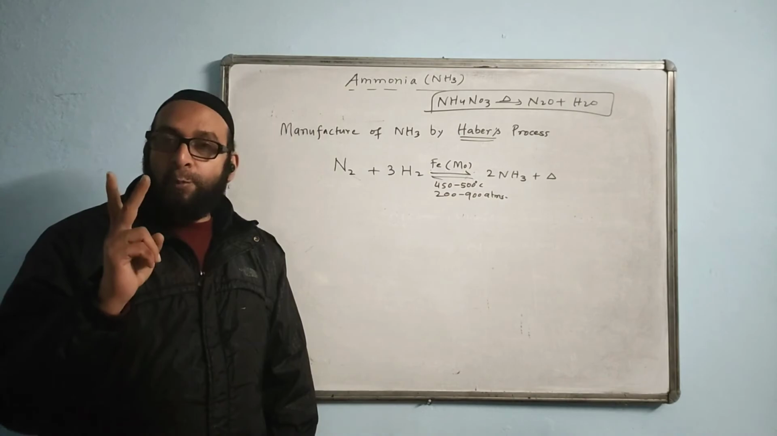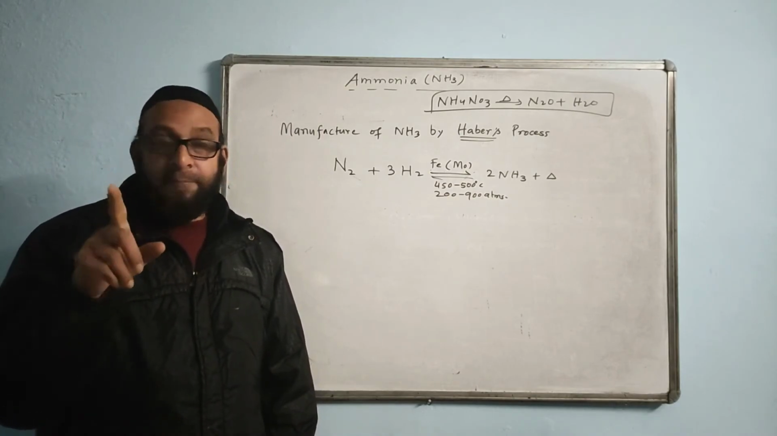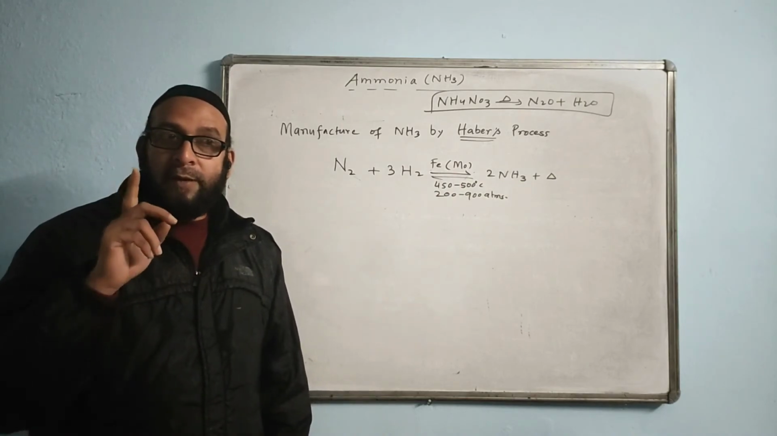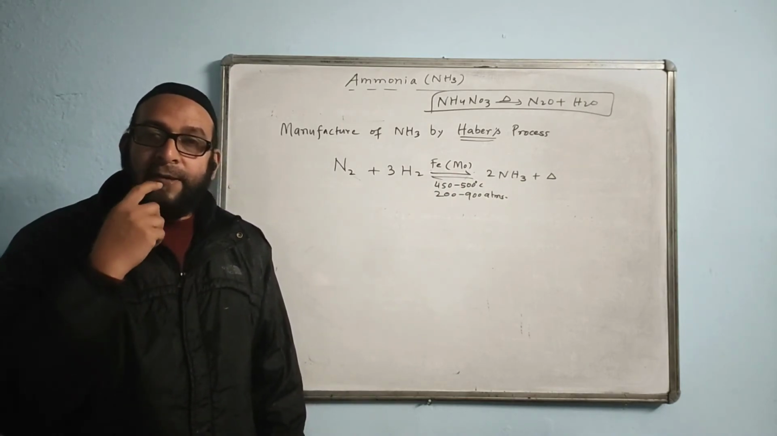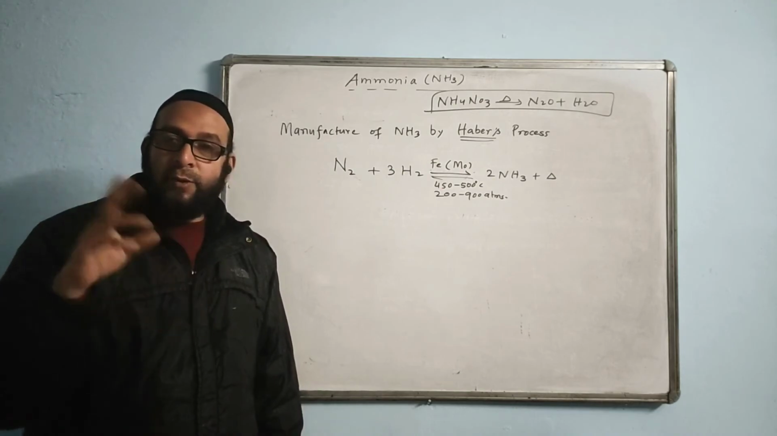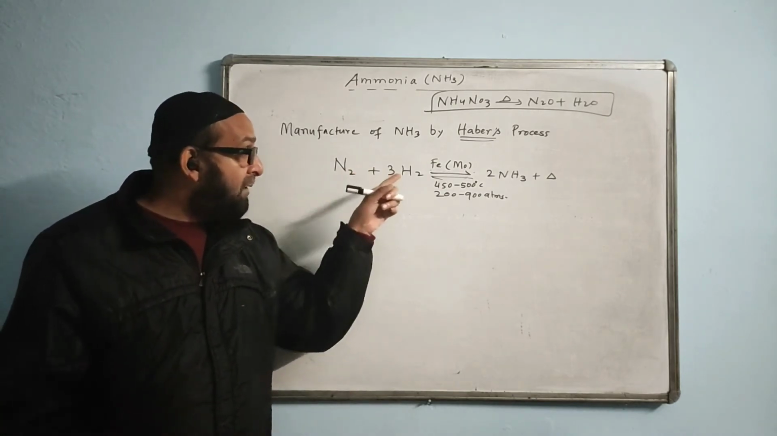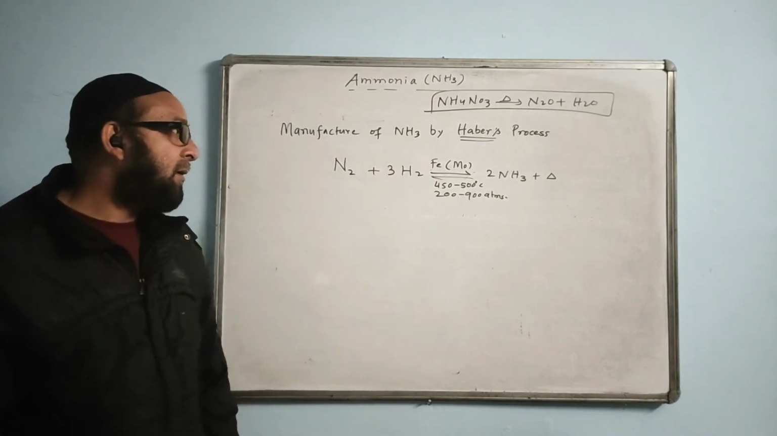And we have only two promoters to be used in your syllabus. One promoter is molybdenum, and the second promoter will come in the contact process to manufacture sulphuric acid. There I will tell you which promoter we use. We don't use molybdenum there. Molybdenum we use only in this case. I hope it is clear.